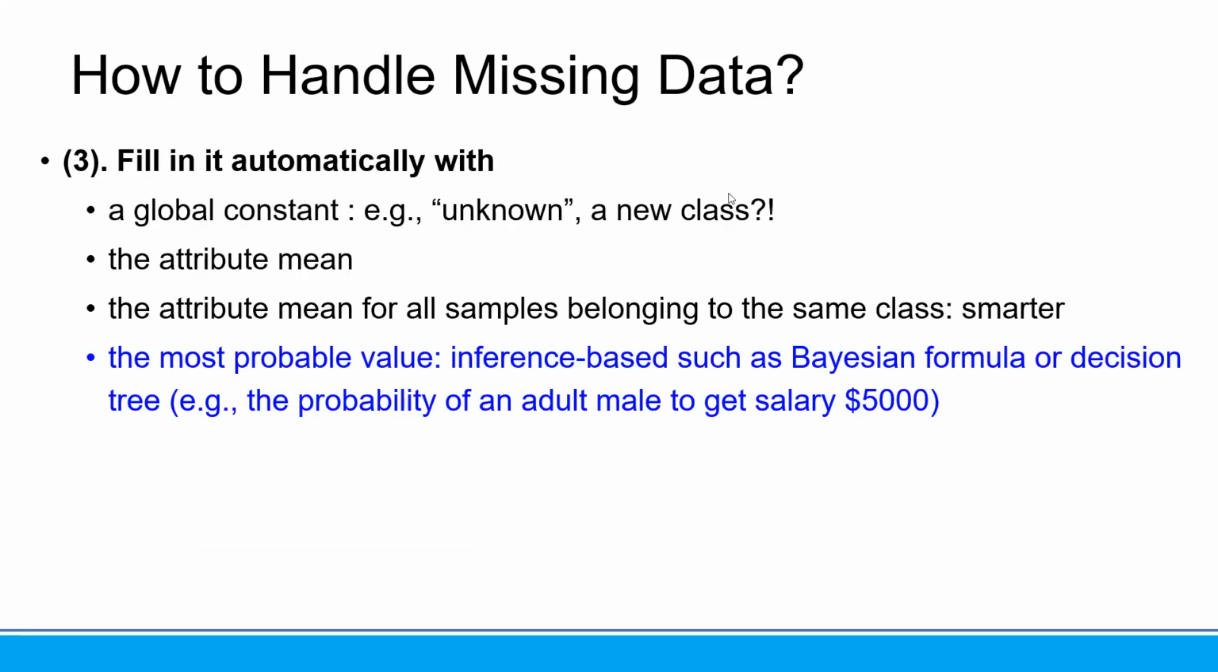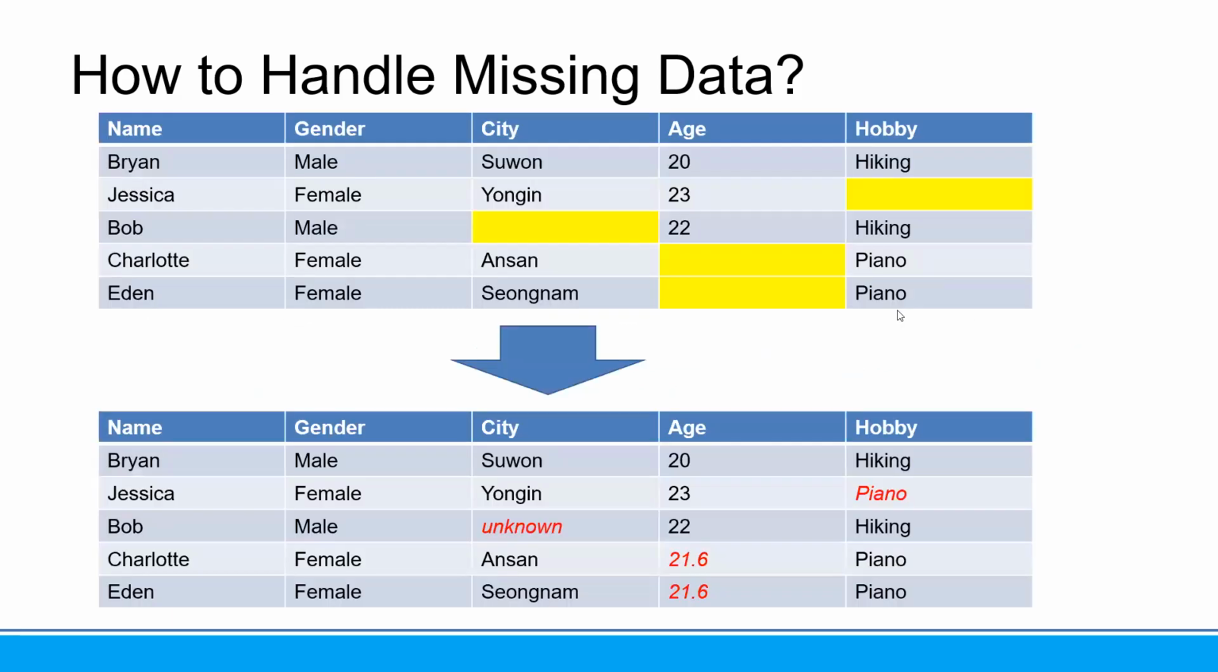Or we can fill in automatically. As you already saw before, we can use the unknown, or we can use the mean, or some Bayesian formula, or we can use the attribute mean for the same class. For example, Brian lives in Suwon and Jessica lives in Yongin, Bob, what about Bob? Do you know where he lives? It's difficult to understand, so I can just put unknown. So I put unknown to fill in this city name.